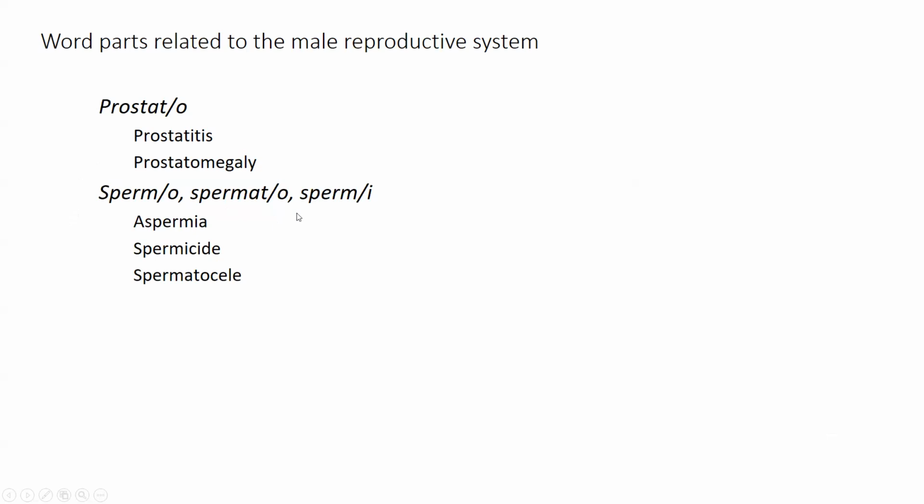Spermo, spermato, and spermy obviously all refer to sperm itself. Aspermia means no sperm in the ejaculate. Spermicide is a drug used to kill sperm. It's often used in conjunction with other forms of contraception. And a spermatocele then would be a bulging of the vas deferens containing sperm. Next up, the last chapter, the female reproductive system.